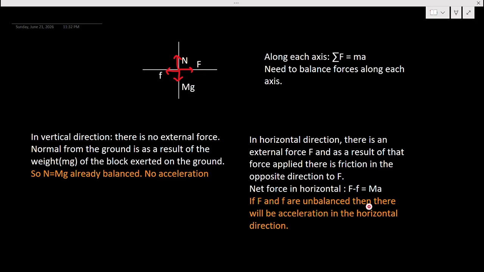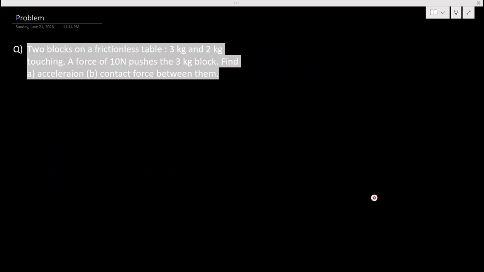And that's the whole simple way of solving mechanics problems. Okay. That's the basic concept. Now we'll move to some examples.